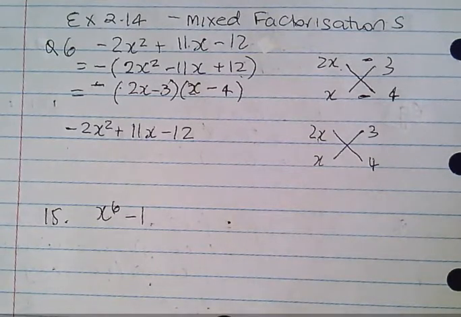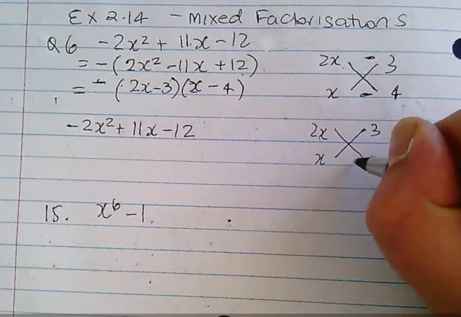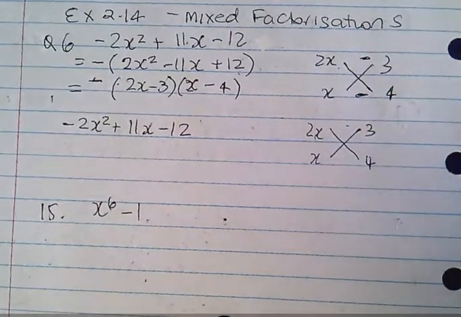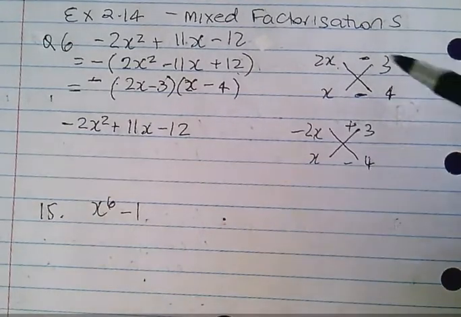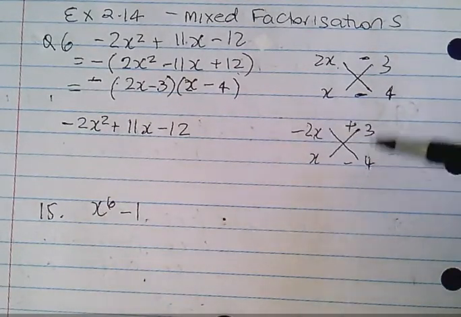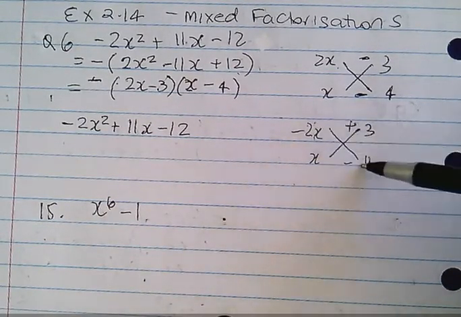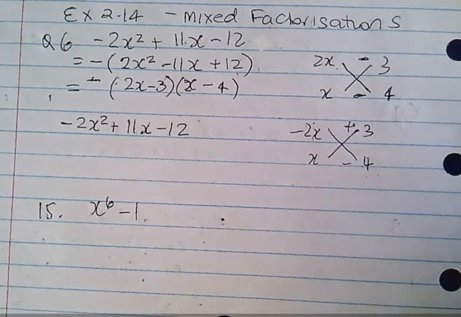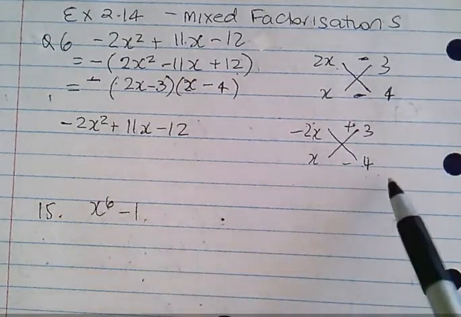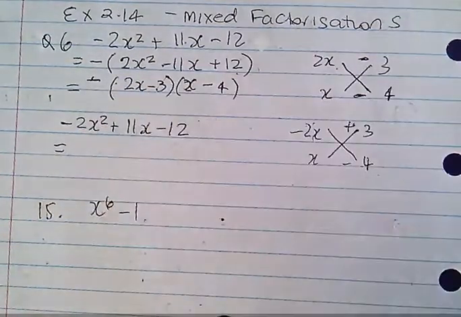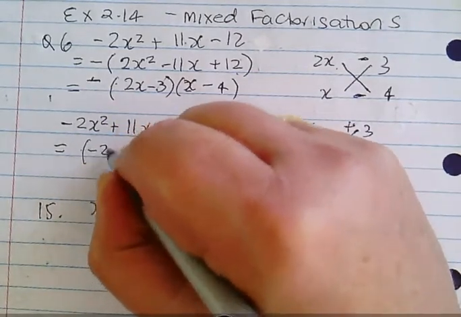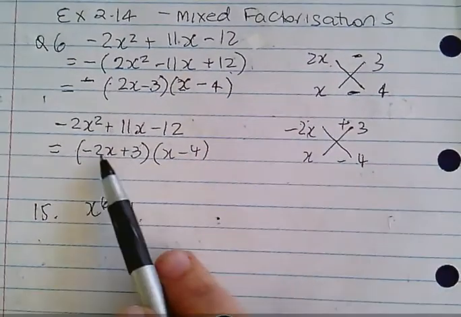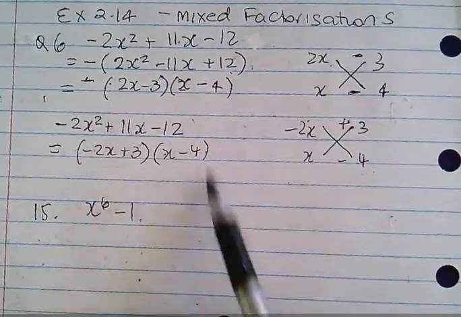This, you can see, is a lot more complicated. See, I need plus 8x plus 3x. So if I go minus 2x times minus 4, see how it's more complicated? Don't do it this way. All right? Look, that will work. I've got bracket negative 2x plus 3 bracket x minus 4. Yes, it does work. Minus 2x squared plus 8x plus 3x minus 12.